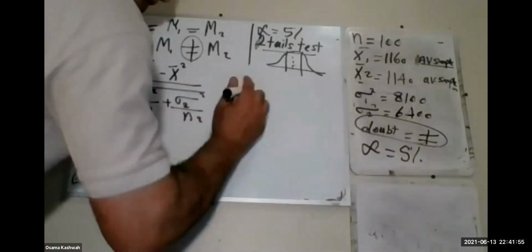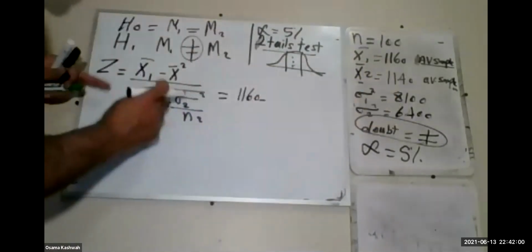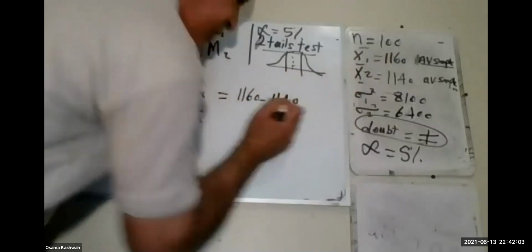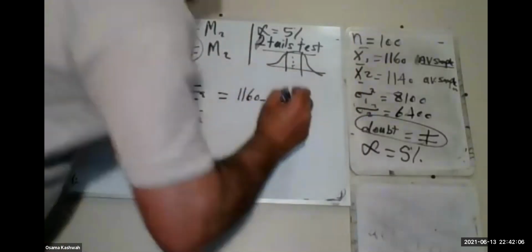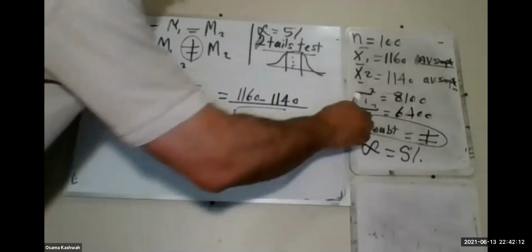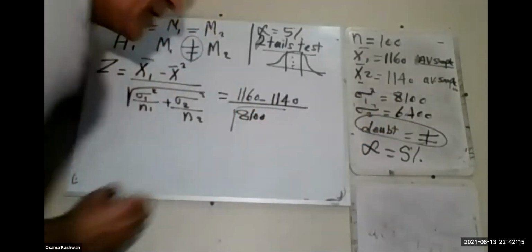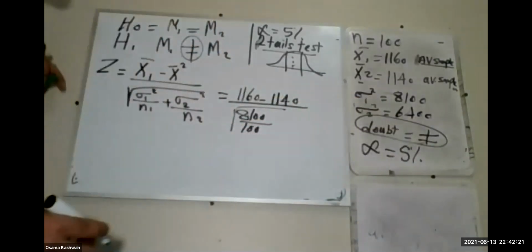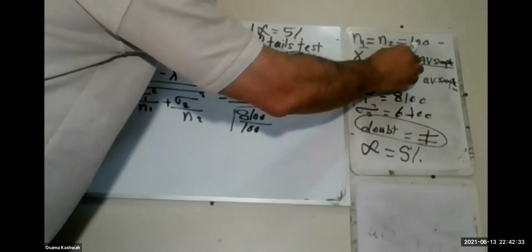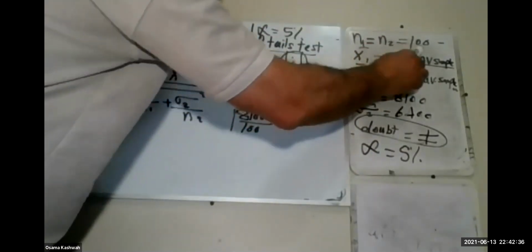So when I apply this, it equals x bar 1, which I have: x bar 1 is 1160 minus x bar 2 is 1140, right? Divided by the root of sigma 1 squared, which is 8100, divided by n1. How much is n1? n1 is 100, because both samples were 100. n1 equals n2 equals 100, because he said we took a sample of 100 from both of them. So we took a sample of 100 from the first population, and a sample of 100 from the second population.